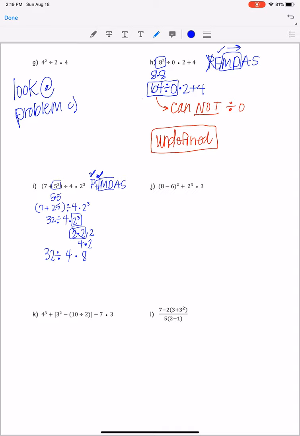So now multiply or divide, and we're doing this in order from left to right. Again, it does not always mean multiply, then divide. What comes first? So in this one, you've got division first. So 32 divided by 4 gives me 8. Drop down your times 8, and 8 times 8 is 64.